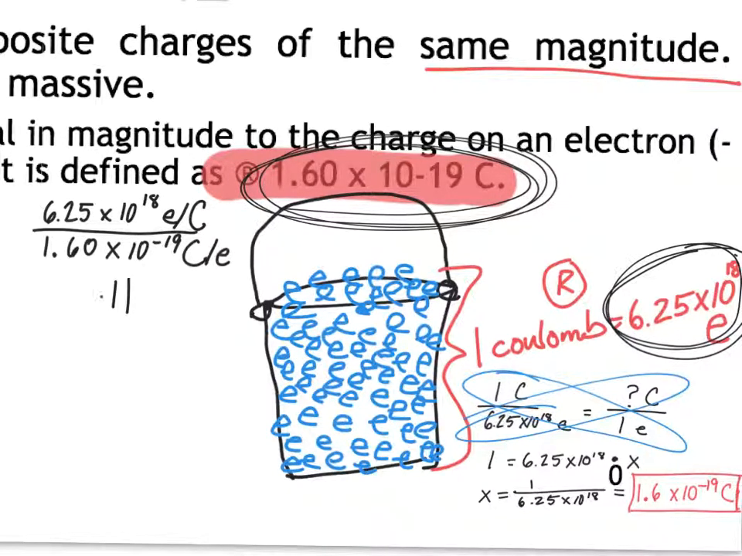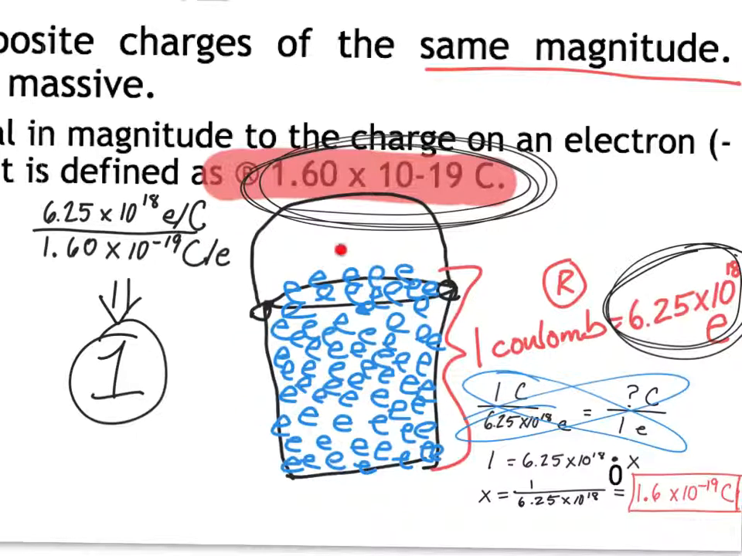So you should have gotten the answer 1. So what does that mean? That means that these two numbers, the 1.60 by 10 to the negative 19 coulombs per elementary charge, and this number, 6.25 by 10 to the 18 elementary charges per coulomb, are reciprocal identities of one another. Or in other words, they literally represent the same thing.